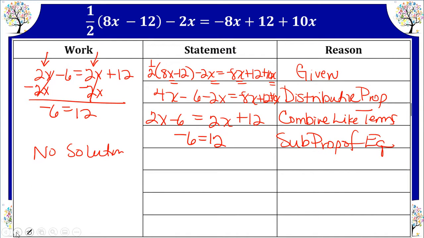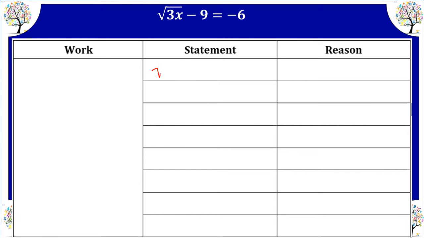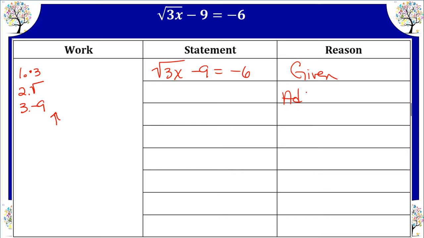So no solution. Okay, now we have the square root of 3x minus 9 equals -6. And this is the given. So if we knew what x was, we would multiply by 3. And then we would take the square root. And then we would subtract 9. So we're going to work backward and do the opposite operation, which is the inverse. So we're going to add 9 to both sides, so the addition property of equality.